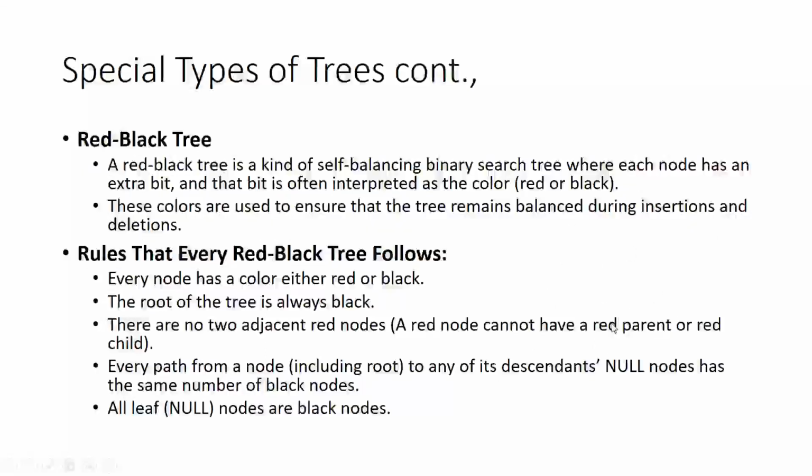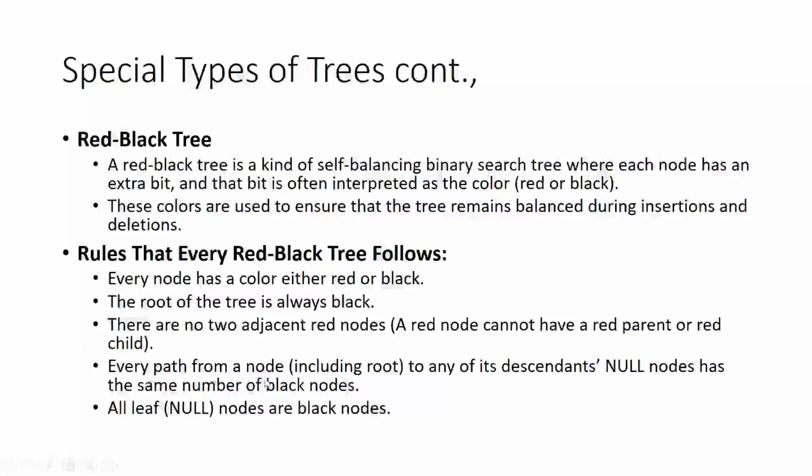The next one is the red black tree. The red black tree is also another kind of self-balancing binary search tree, and here the nodes will be colored red or black. The root of the tree is always black; we are defining this. The root should always be black in color, and no two adjacent nodes can be red. We can have two adjacent nodes that are black, but we cannot have two adjacent nodes that are red.